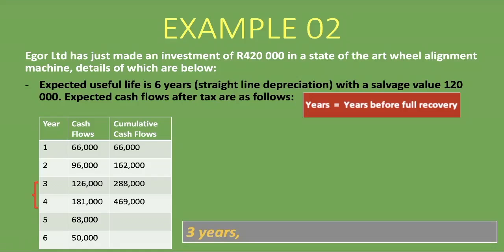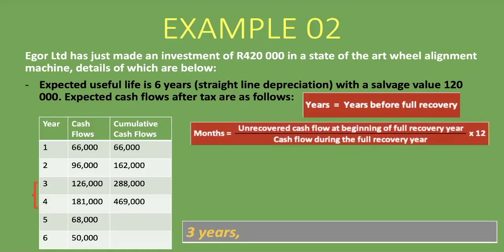And then we look for the months. How do we calculate the months? Well, remember our formula. It's the unrecovered cash flow at beginning of full recovery year divided by the cash flow during the full recovery year multiplied by 12. So what is the unrecovered cash flow at the beginning of full recovery year? In other words, what is the cash flow that is not recovered at the beginning of the 4th year? Well, it's the same as the cash flows that are not recovered at the end of the 3rd year. So by the end of the 3rd year, we've only recovered 288,000 rand. So we'll take the initial investment of 420,000 rand minus the 288,000 rand to see the unrecovered cash flow.